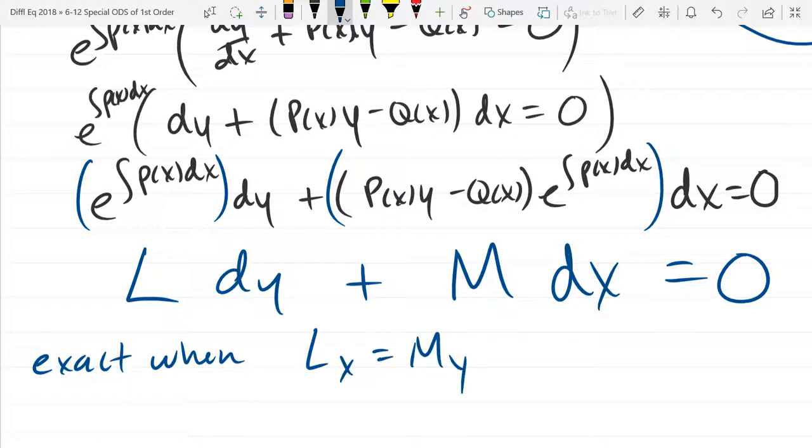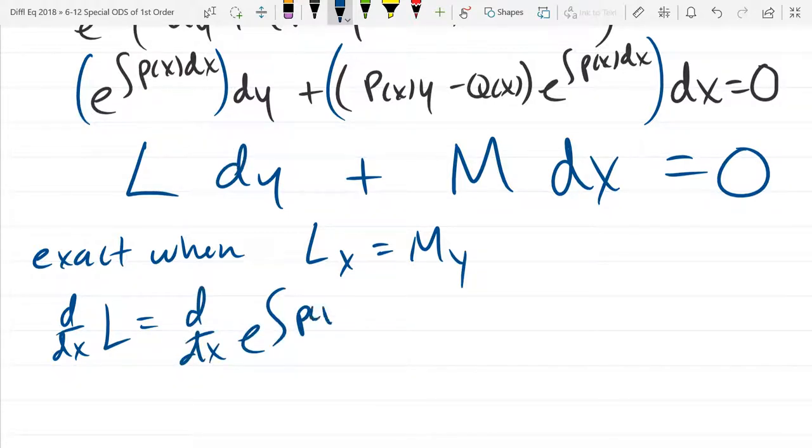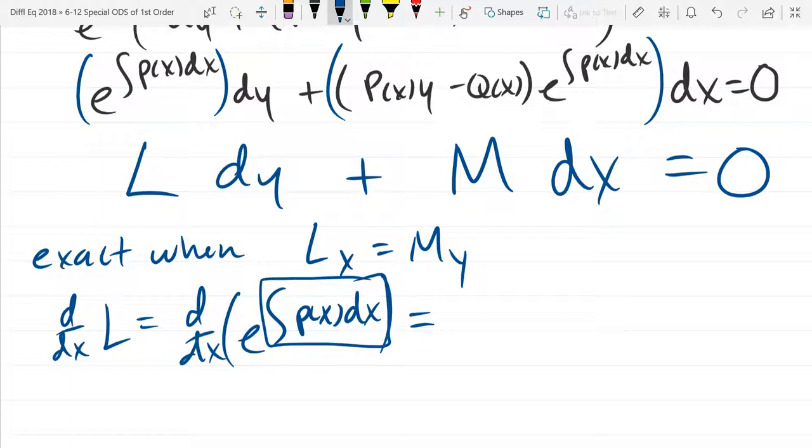So any questions on changing the form or what we're trying to show? So I need to get the x derivative of L. How in the world do I take this derivative? What's the derivative of e to a function? It's e to the function times the derivative of the function. So it's basically just chain rule. The only thing a little strange is this function is an antiderivative. Don't worry about it. You're just going to write the derivative of that thing that I just put a box around.